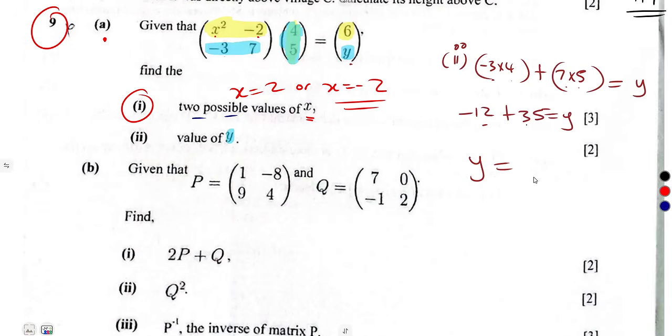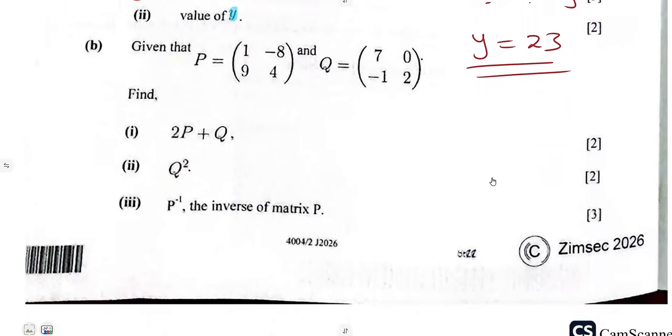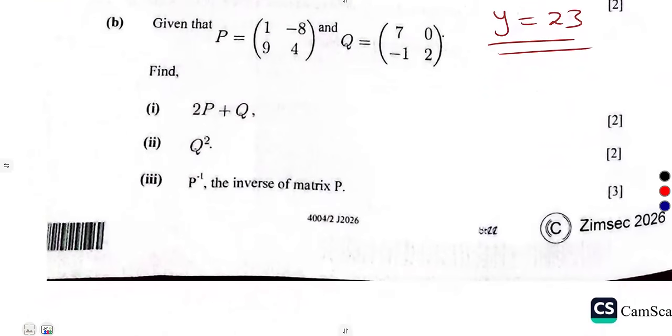12 plus 35, which is what? 23. So that was how you simply play around with the given information. And on the other hand, B, you are given these two matrices, all right? From these two matrices that you're given, find item 1, 2P plus Q.